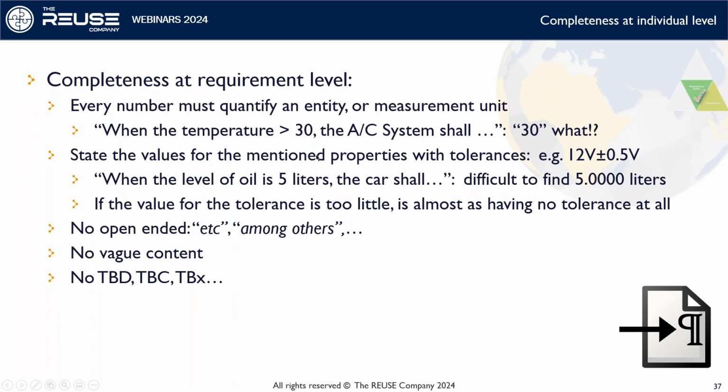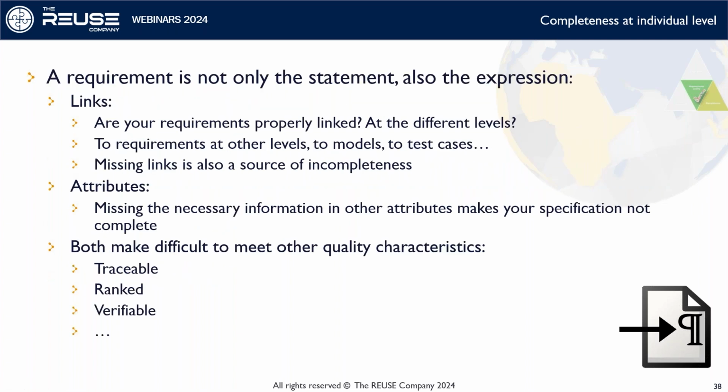It's not testable. Same for the tolerance. It's difficult to get to 12 volts without any tolerance defined. And yeah, this is what we have in these different situations. And it's not only about the requirement statement, it's also about the attributes, as mentioned before. So you can have a proper syntax and no vague, let's say, inaccurate words, but it's also about missing links.